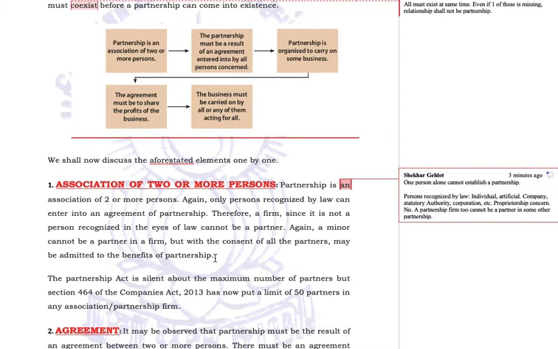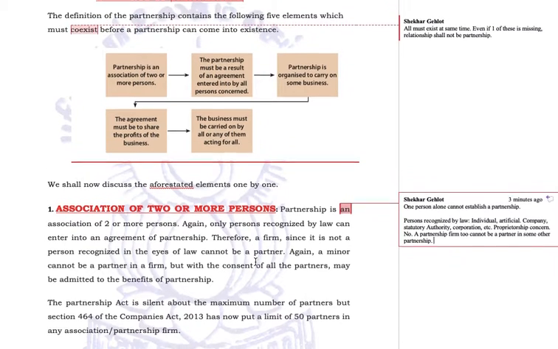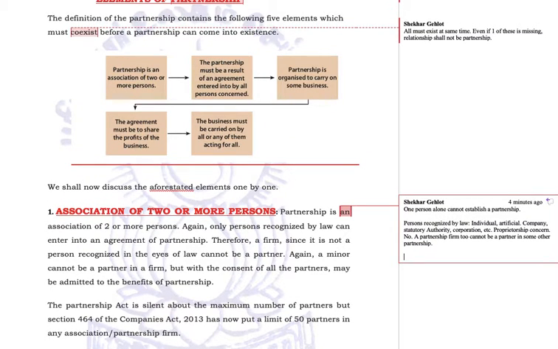Again, a minor cannot be a partner in the firm because we are talking about the law. Law does not permit a minor to be a member or a partner of a company or a partnership firm. Minor, unsound, lunatic, or mentally unstable people cannot be.